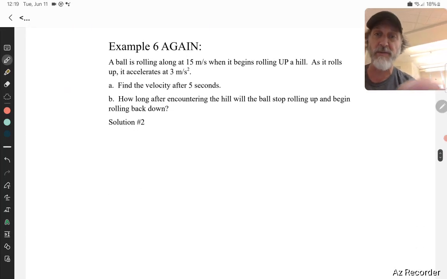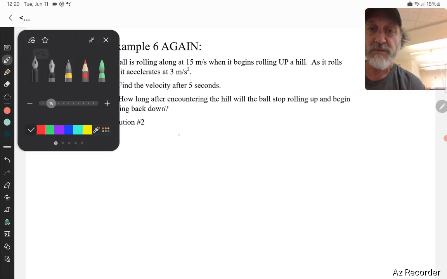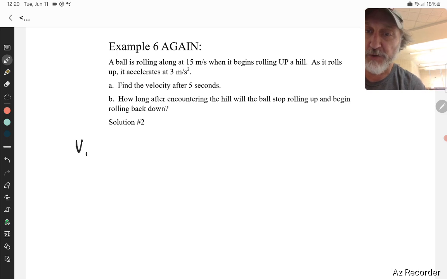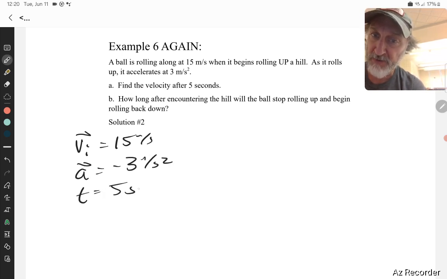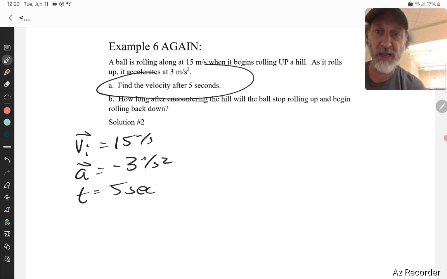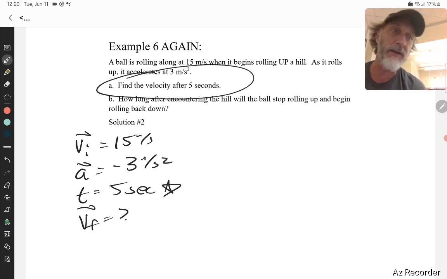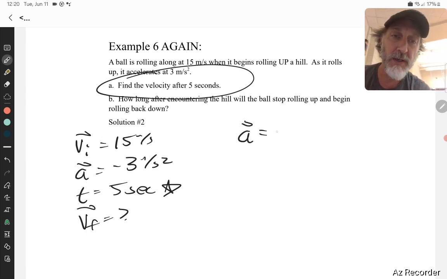So this is the exact same example. So, initial velocity, 15 meters a second. Acceleration, negative 3 meters per second squared. Time is 5 seconds. Find the velocity at the end of 5 seconds. So we're looking for VF, right? The velocity at the end of these 5 seconds. So acceleration equals VF minus VI over T.